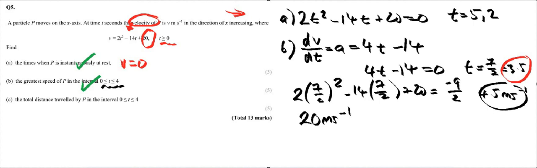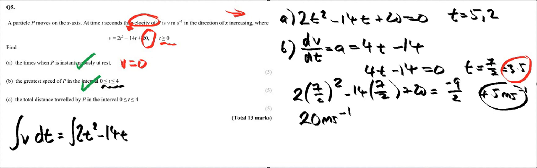Now the last part. We want the total distance travelled by P in the interval between 0 and 4. Remember, if we want the distance travelled, it's the area under the velocity-time graph. So I'm going to take my velocity and integrate it with respect to t. So I'm going to do the integral of 2t squared minus 14t plus 20 dt, and I am going to use the limits of 4 and 0.